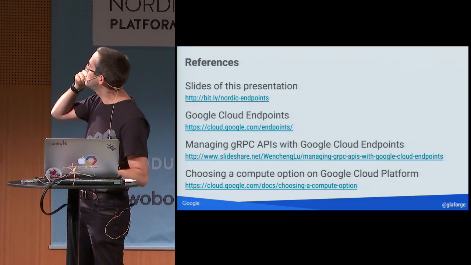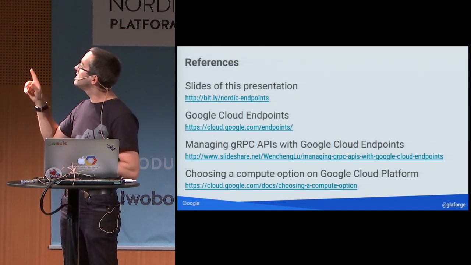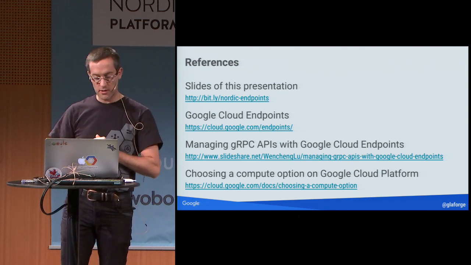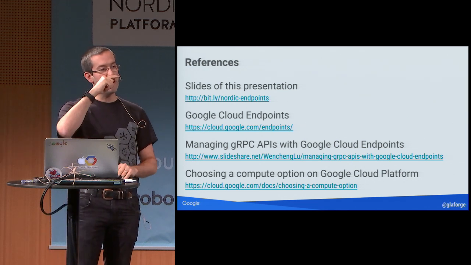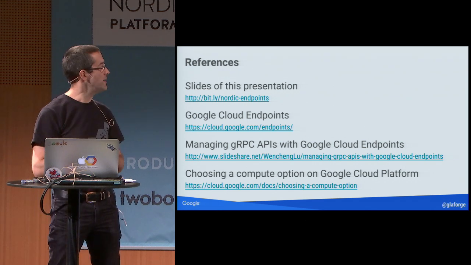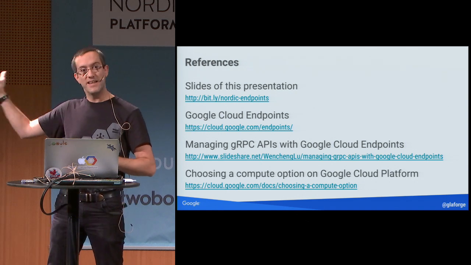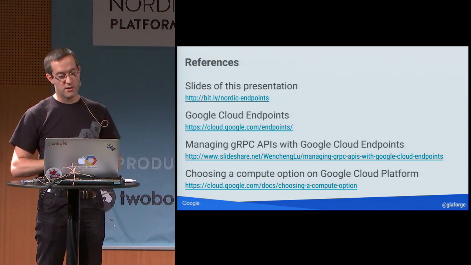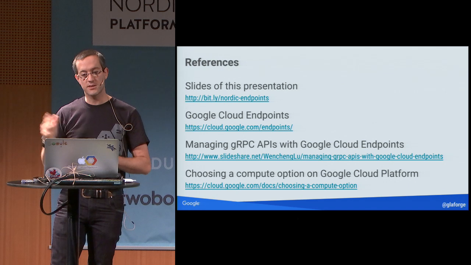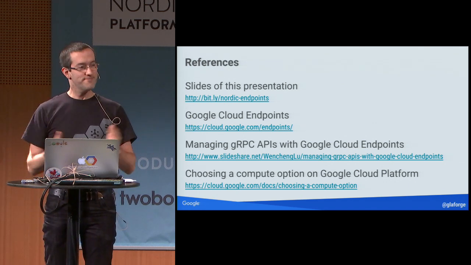So some pointers, the slides, Nordic Endpoints on Bitly, Endpoints on the Google Cloud. There's also a presentation by a colleague of mine on managing gRPC-based APIs. And then if you're interested in looking more into the scaling options, the compute options from Google Cloud Platform, that's the link there.